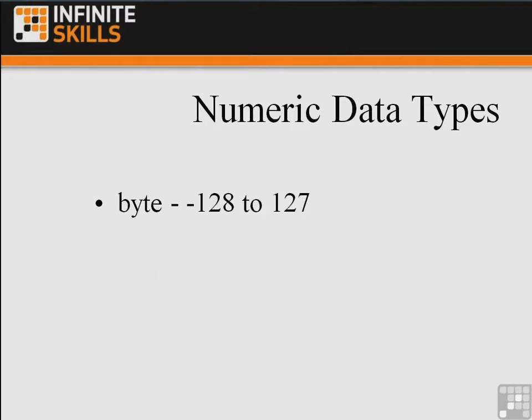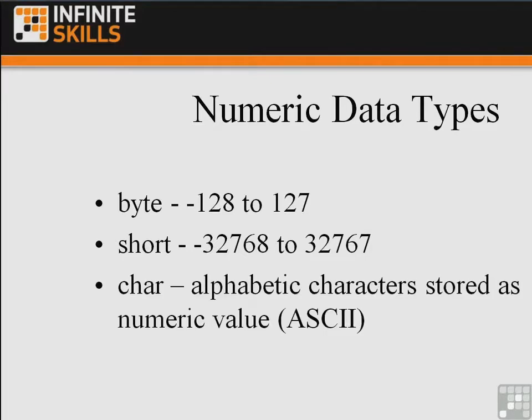After the two main integral and floating point data types, we have two or three other less important integral types that we want to at least mention in this lesson. There's the byte, which can store small numbers in the range of -128 to +127. There's the short, which stores numbers in the range of -32,768 to +32,767. And then there's the char.